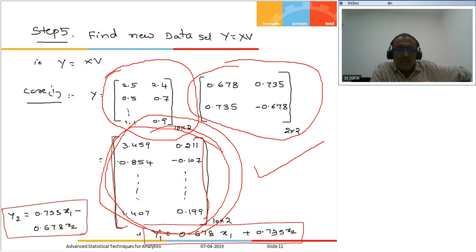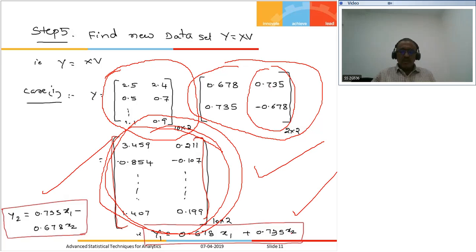From this we can get the line or the plane we use for the transformation. If we take this one, y equals 0.678 x1 plus 0.735 x2, so that is one transformation equation, and this gives another transformation equation. Now we have the transformed data, so we go for visualization, try to understand it, and then try to build a model on top of it.